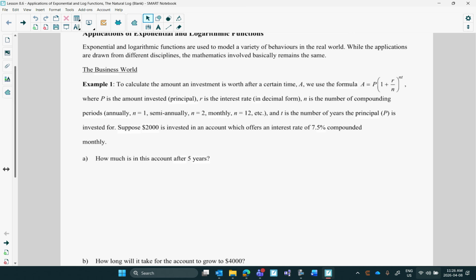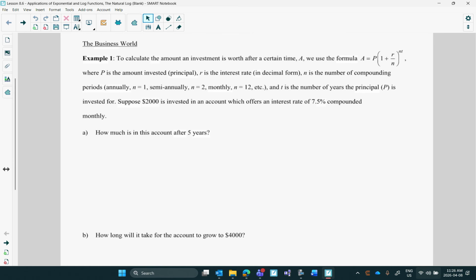Okay, so suppose we have $2,000. We're going to invest it into an account which offers an interest rate of 7.5% compounded monthly. So we want to answer a couple of questions. And sometimes what I like to do is take all the variables from the formula, so A, P, R, N, and T. Four of those I'm going to know. One's going to be a question mark. So we invest $2,000. What does that 2,000 represent? P.